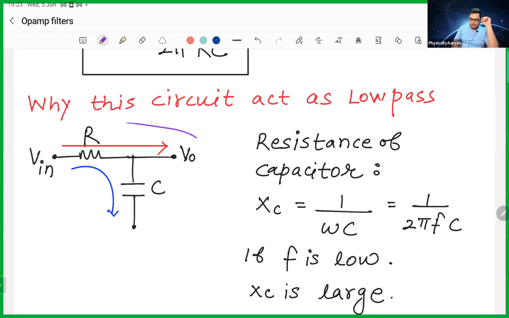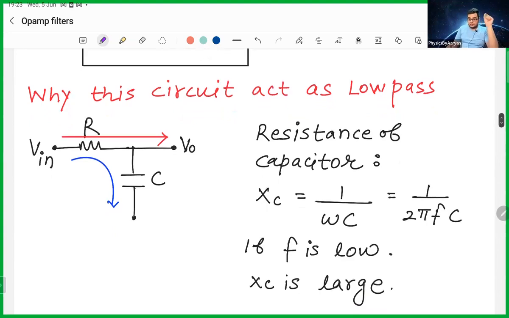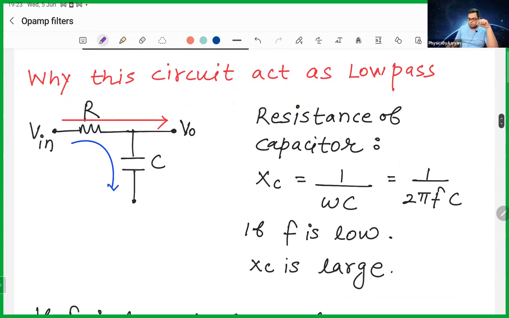So let me draw my circuit here. I have one resistor, one capacitor, an input voltage, and this is my output voltage. What is the resistance of a capacitor? Yesterday we talked about this. The resistance of the capacitor is 1 by omega C, or 1 by 2 pi FC. If the frequency is low, then the resistance of the capacitor is very large. So the capacitor does not like low frequencies and does not allow them to pass, because for low frequencies its resistance is very high.